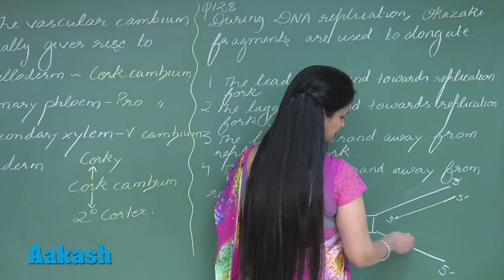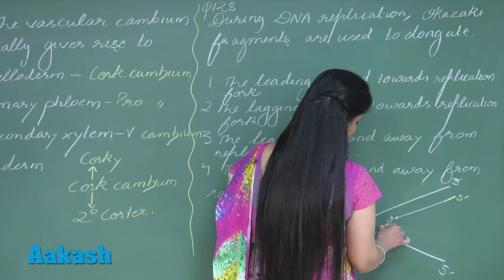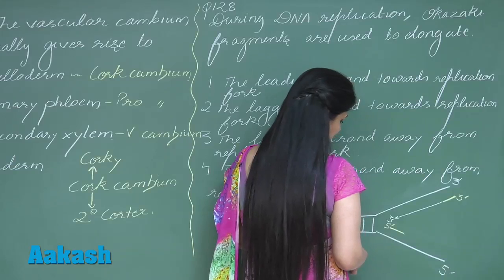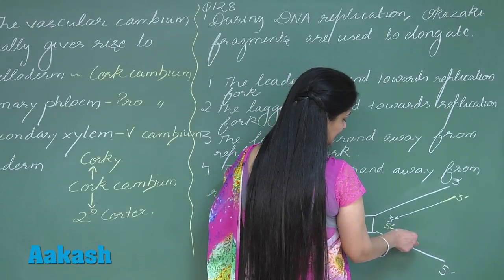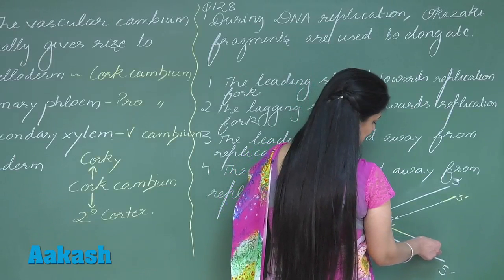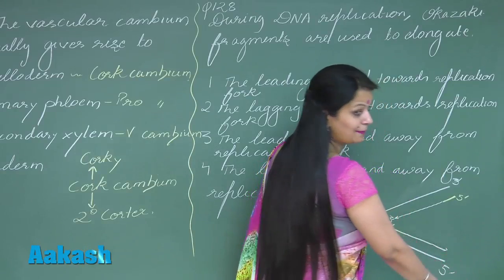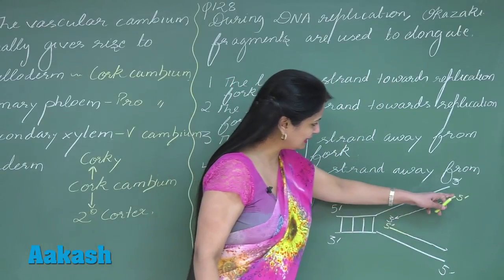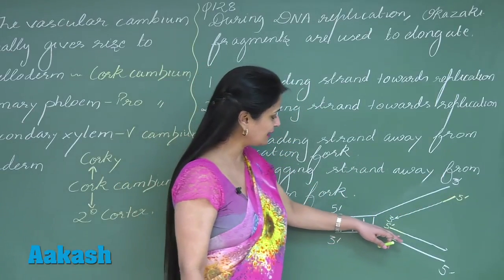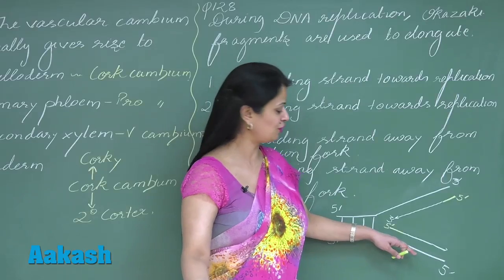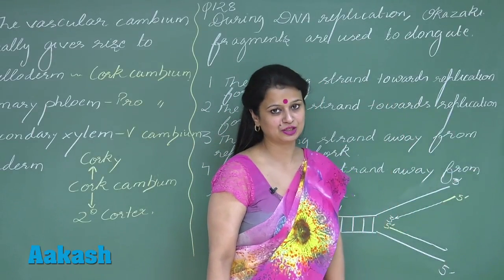Now here the primer would be added on this side. Yes, on this side the primer would be added. Right, and after the formation of the primer, now the DNA synthesis will proceed in 5' to 3' direction away from the replication fork. So if we talk about the leading strand, the synthesis is towards the replication fork, and this is the lagging strand where the Okazaki fragments would be formed. Here the DNA synthesis will occur away from the replication fork.